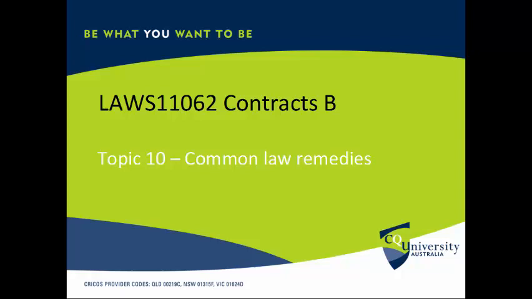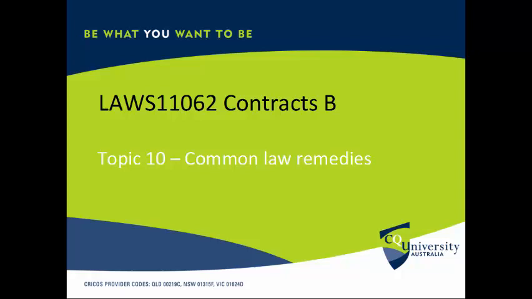Then at the start of Contracts B, we spent a few weeks looking at the vitiation of contracts. So what are the circumstances in which something that looks like a contract might turn out not to be an enforceable contract after all? Having dealt with vitiation, we then looked at the termination of contracts. So we got from the birth to the death of the contract. And we looked at termination by discharge, termination by performance, termination by agreement, termination by frustration, and last week we had a look at termination by breach.